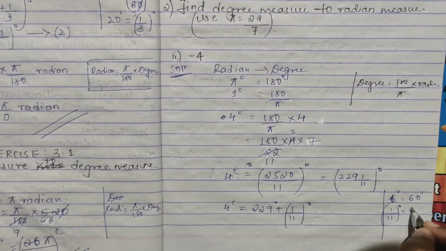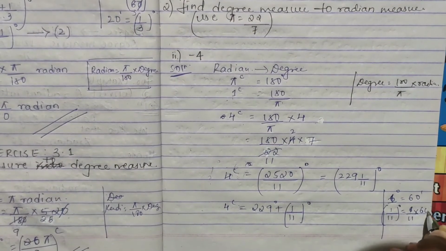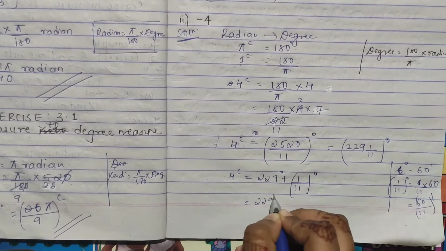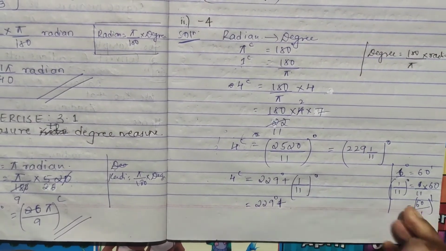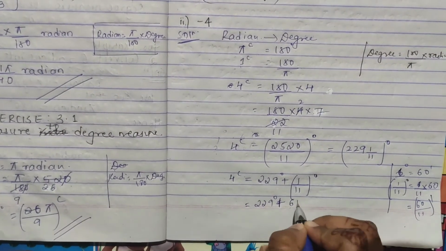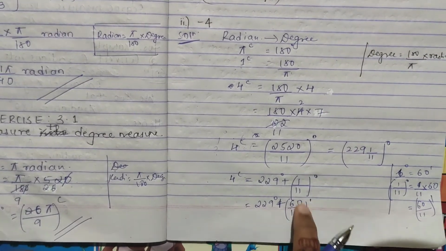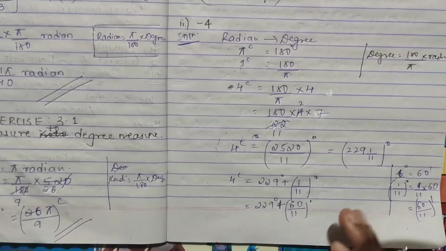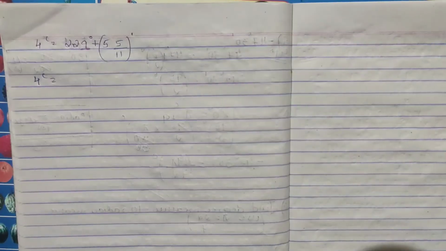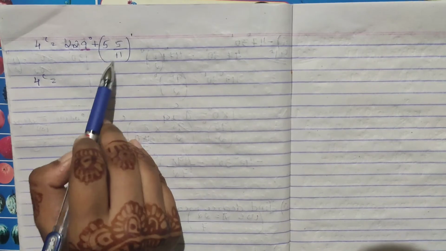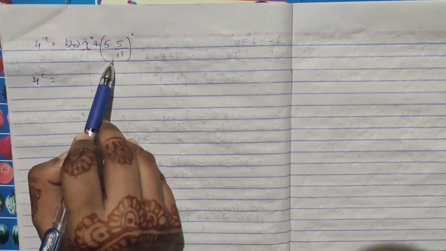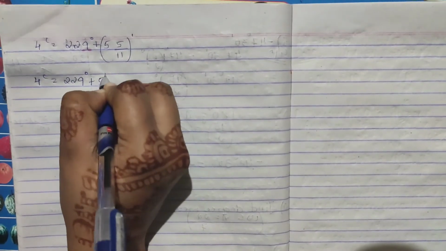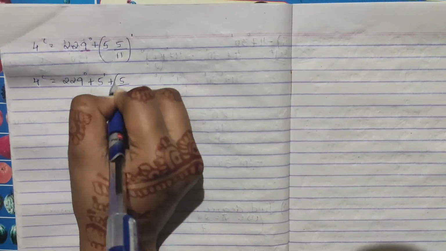Yes, you can write 1 by 11 into 60, right. So again this 229 degree plus 1 by 11, how much are you getting in minutes? 60 by 11 minutes. Again 60 by 11 we will convert to a mixed fraction. I will write it on the next page. So again 60 by 11 minutes, how will you get a mixed fraction? 5 and 5 by 11 minutes. So again you write it as 229 degree plus 5 minutes plus 5 by 11 minutes.